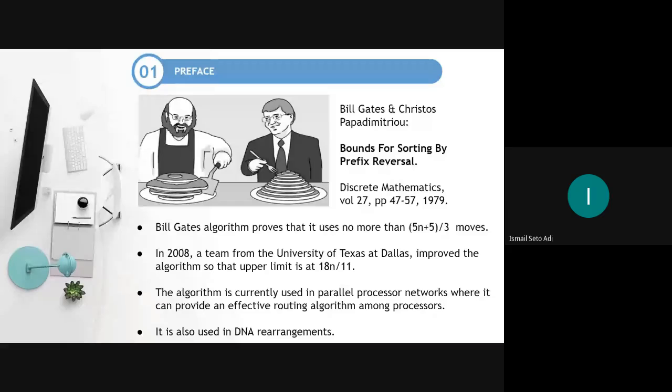The pancake sorting algorithm is used in computer science, where it can provide an effective routing algorithm among processors in parallel processor networks. It is also used in DNA rearrangements. All right, so my colleague Audrey will continue with the summary.